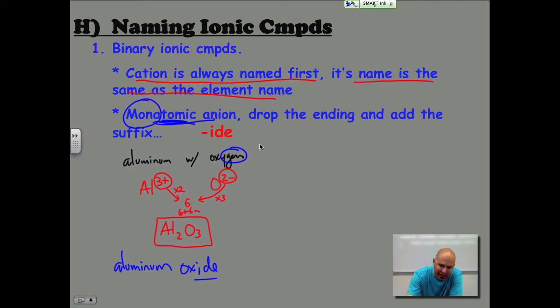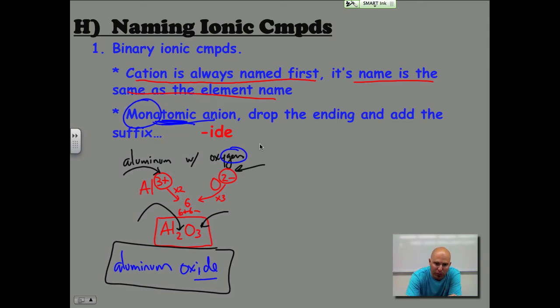We don't have to say a darn thing about the fact that there are 2 or 3, because when aluminum and oxygen get together, it's always going to be aluminum as a 3+, oxygen's always a 2-. There's no other way for it to get together other than aluminum with 2 and 3 oxygens. So that's aluminum oxide. Okay, let's do another one.